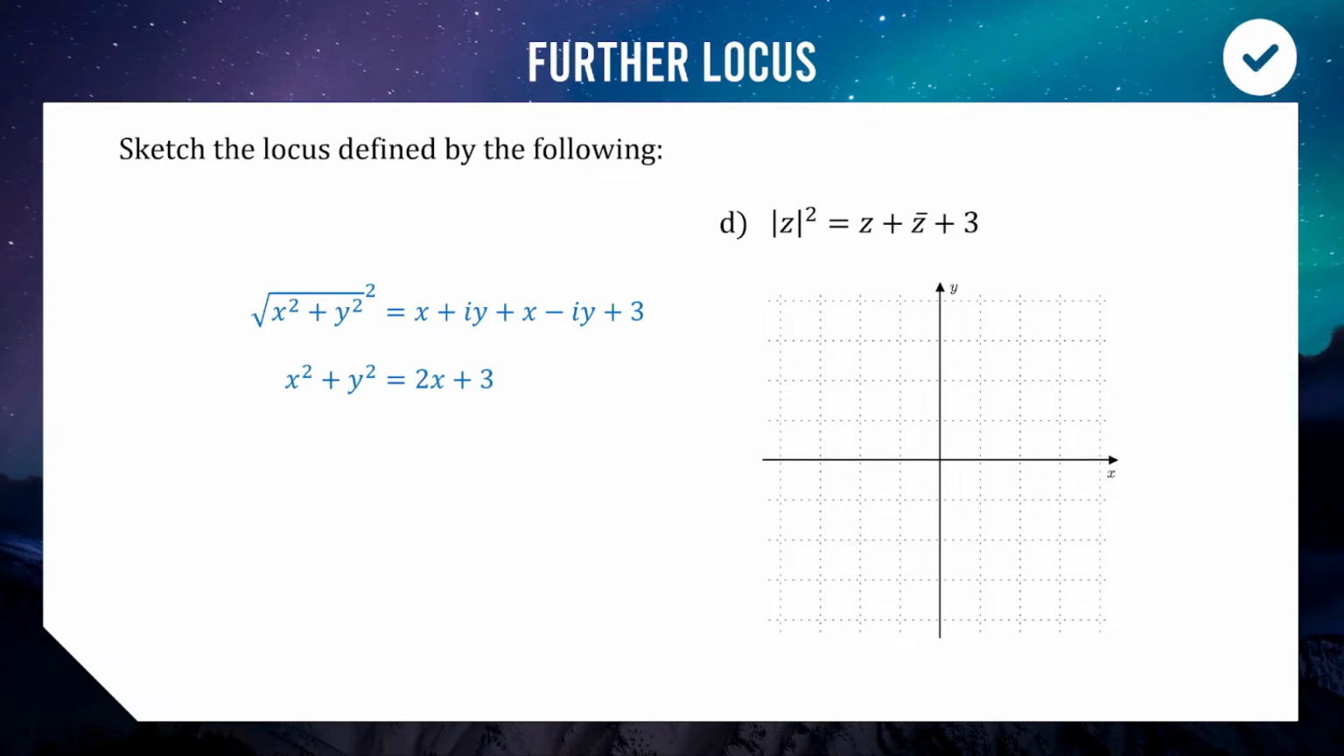I don't know exactly what it looks like yet. I'm going to have to do a bit more algebra. So I'm going to bring the 2x across the left-hand side to become a negative 2x. And now I'm going to complete the square on the left-hand side because we're trying to find the center and the radius of this circle.